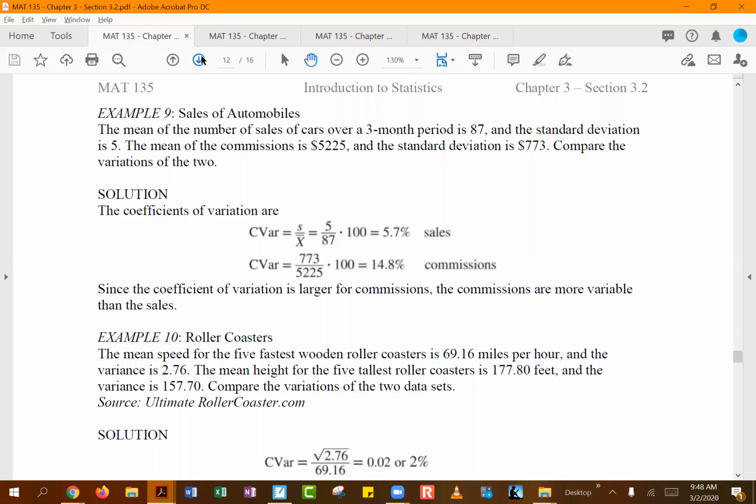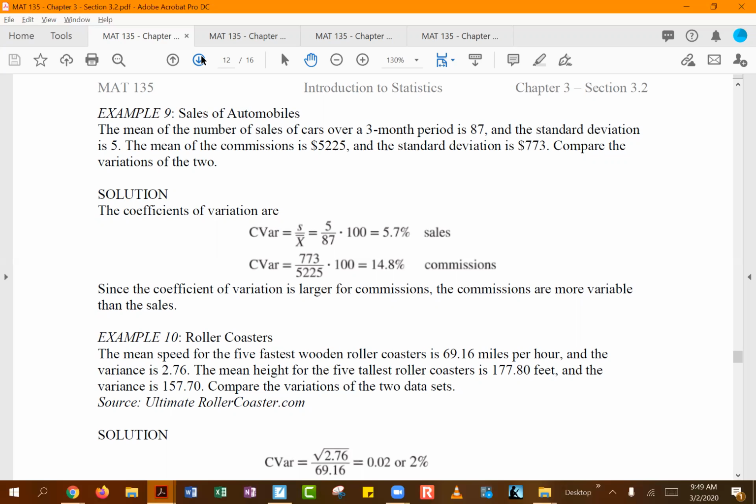So you will take each variable. We're starting out with the number of cars. They're telling us the standard deviation is 5. The mean is 87. Multiplied by 100, you're getting 5.7% of your sales happen there. With the commission, your standard deviation is 773. The mean for the commission is 5,225. Again, that comes out to be 14.8%. So you can see we have a larger percentage value for the commissions. Based on that, we can say the commissions are more variable than the sales, because you're comparing standard deviation based on the mean, and then you're trying to see which was more variable.